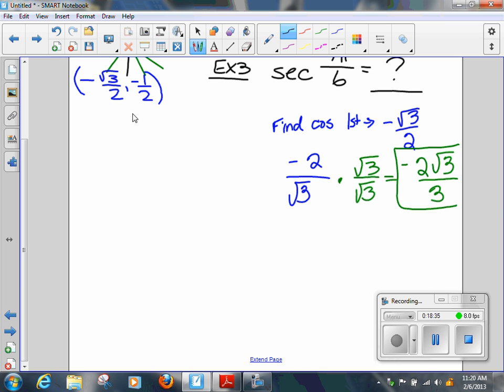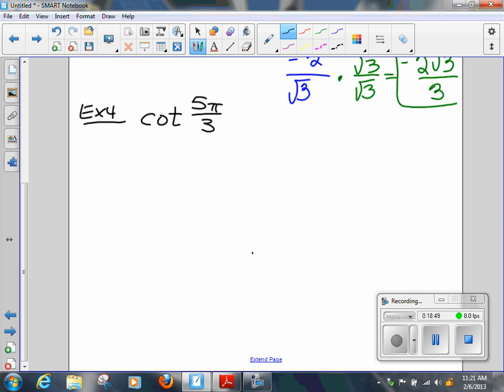Guys, I want you to do this one yourselves. I want you to find the cotangent of 5 pi over 3. And I want you to do this yourselves. You may work with the person beside you, in front of you, behind you. But I'm going to give you like 2 minutes to figure this out. Go.